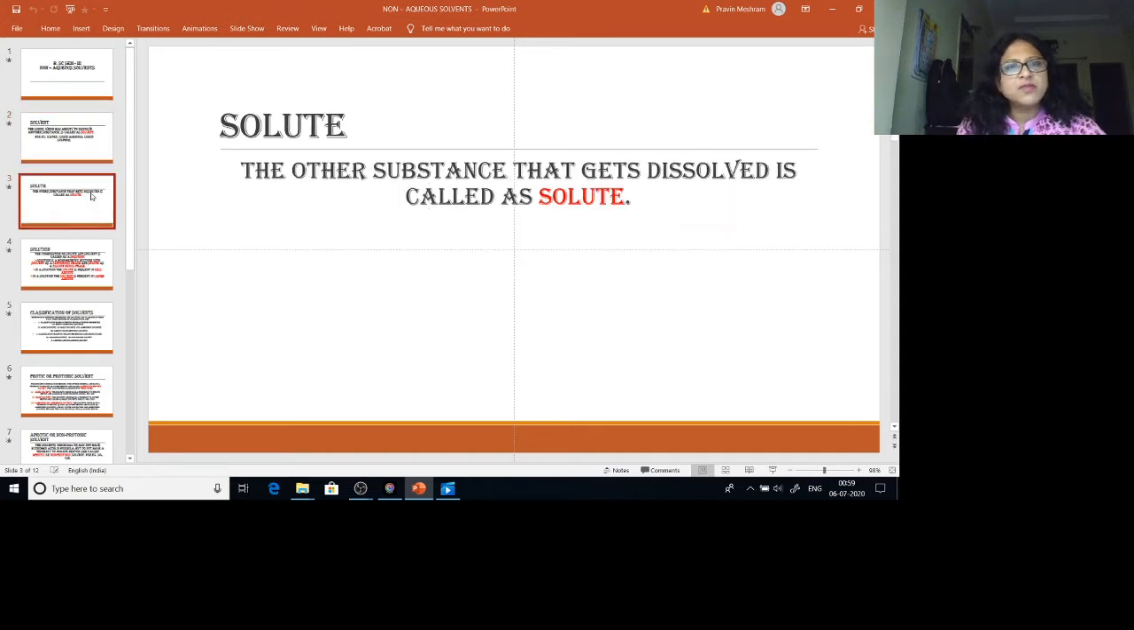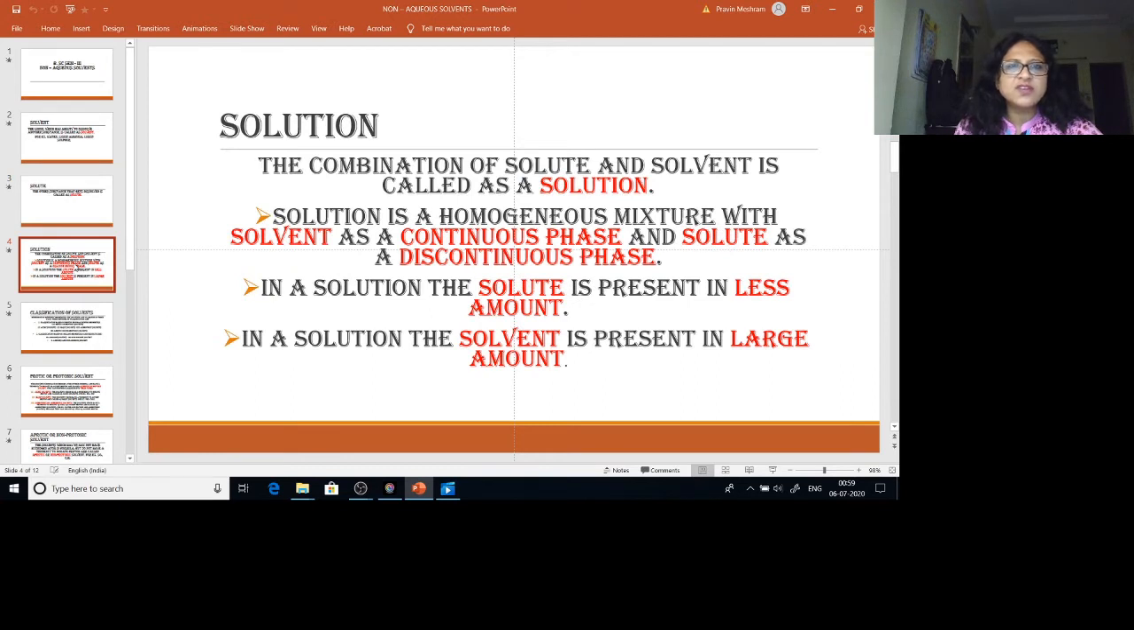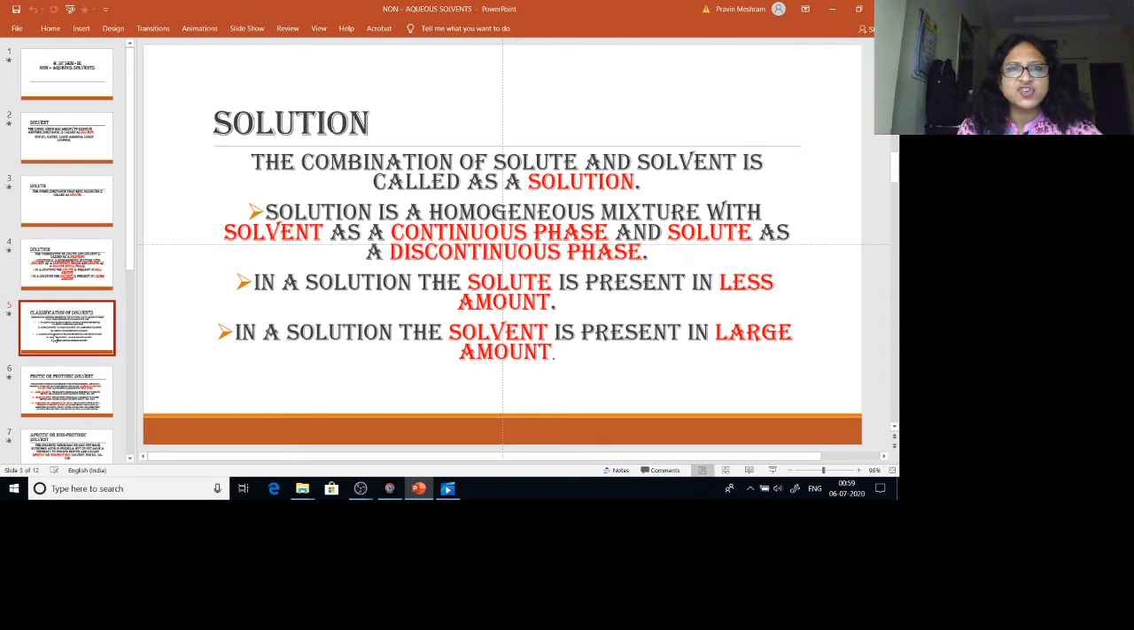The second term that comes into this topic is solute. The other substance that gets dissolved is called a solute. The last term is solution. The combination of solute and solvent is called a solution. A solution is a homogeneous mixture with solvent as a continuous phase and solute as a discontinuous phase. In a solution, the solute is present in a smaller amount, and the solvent is present in a larger amount.